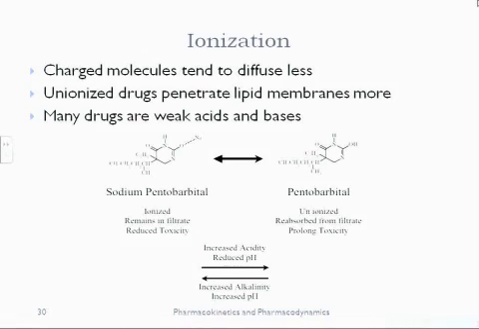An example of that is sodium pentobarbital. Sodium pentobarbital is converted into pentobarbital, which is an unionized state. In the ionized state, it remains in the filtrate and has reduced toxicity. But as soon as you make it unionized, it's reabsorbed and can penetrate very easily through lipid membranes and can have prolonged toxicity. Simply by changing the pH, you can shift the curve of whether the molecule is going to be in an uncharged or a charged state.